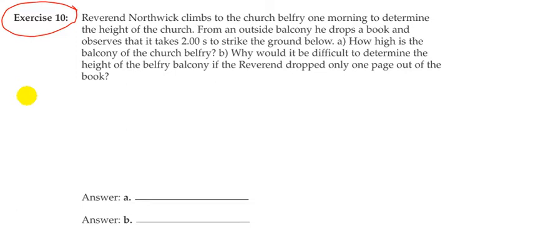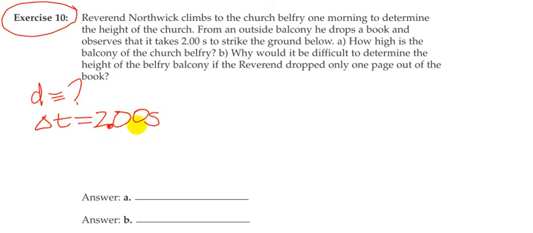So he's looking at height. Height is a distance, so what we're looking for here is the distance. We see that the change in time is 2 seconds for the object to fall to the ground. So we have time, and we're looking for distance. For that information we're going to use distance equals 1/2 g t squared to do the problem. Let's plug some numbers in here.